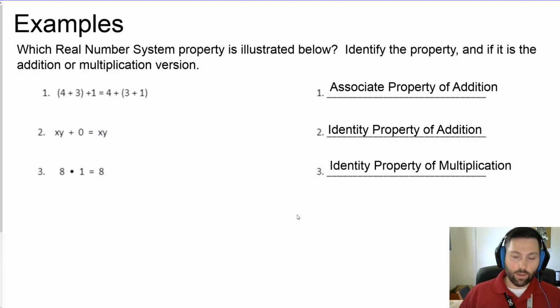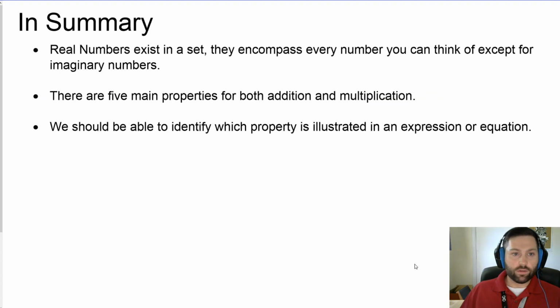So that's the type of problems that we're going to deal with for the real number system here. And that's it, guys. Today, we learned that real numbers exist in a set. They encompass every number that you can think of except for imaginary numbers. There's 5 main properties for both addition and multiplication for a grand total of 10. And then we should be able to identify which property is illustrated in an expression or an equation.